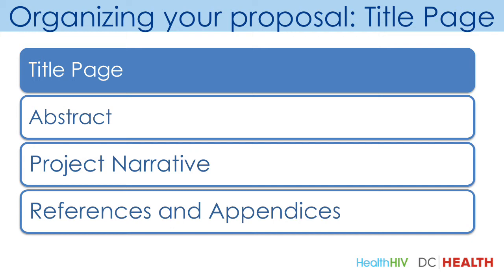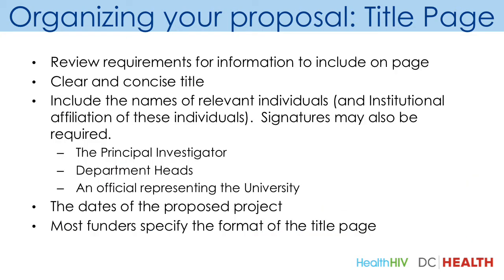So let's first take a look at the title page. Each funder may have a different requirement for each of the sections that are included in a proposal, but the title page typically includes the same type of information. It includes a clear yet concise title for your research project. So a good title is usually a compromise. It's important for it to be explicit, but you also want it to be concise.